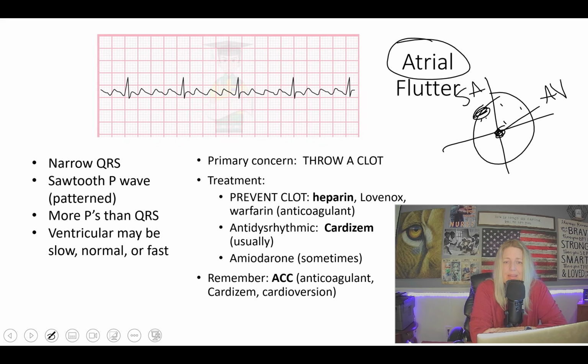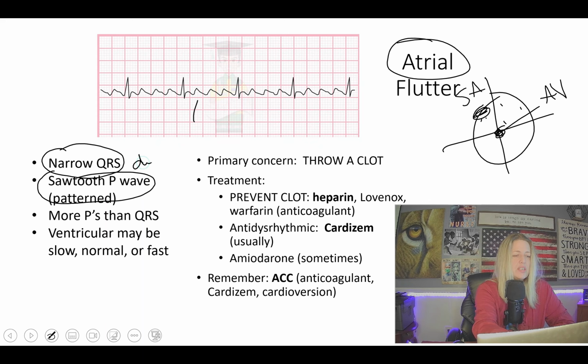I'm only taking as many as I agreed to take. So what we have here is we still have a narrow QRS because the ventricles are still contracting really fast. So that's good. And what we have is a sawtooth P wave because the atria are in control. And so the P wave looks different, right? It's not just an upright rounded P wave. It looks different. It looks like this sawtooth pattern.